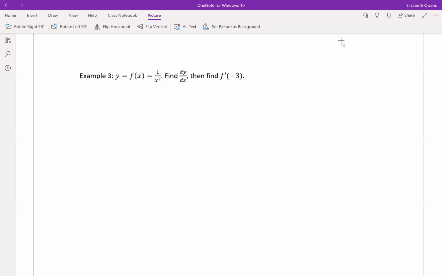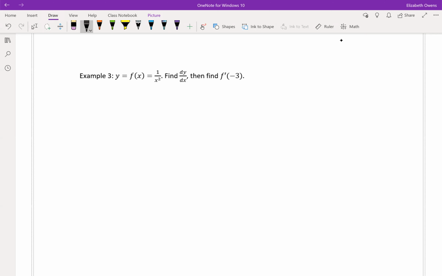This is example 3 in section 3.2. And here we're told that y equals f of x equals 1 over x squared. So this is our function that we're working with, just written as either y or f of x. And the reason why we've got both of those function notations is because this problem is going to force us to think about the other notations for the derivative.